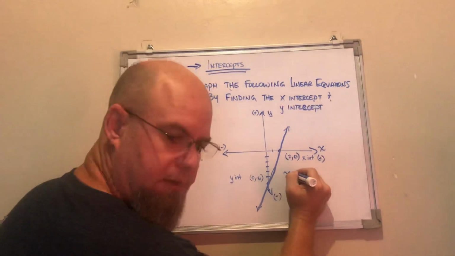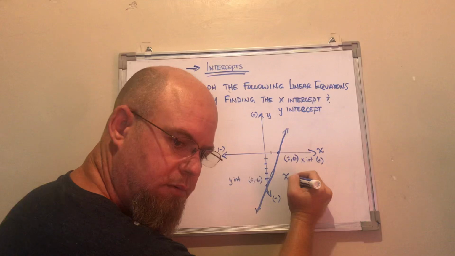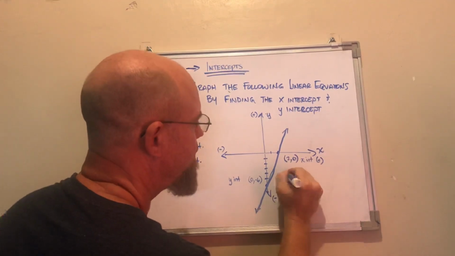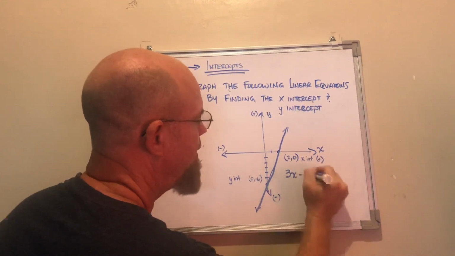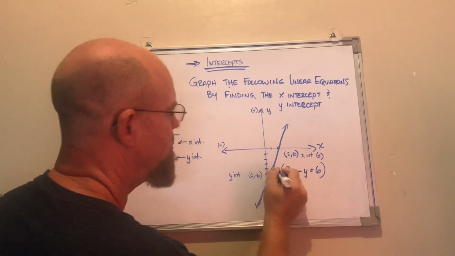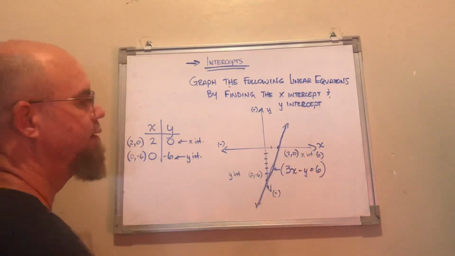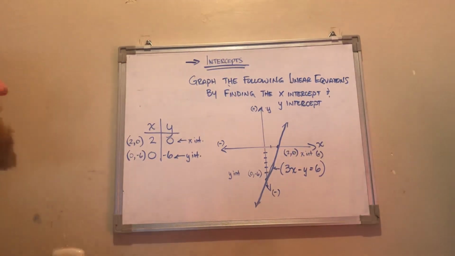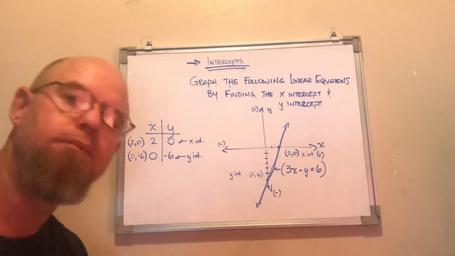So this particular line represents our equation. What was our equation? 3x minus y equals 6. That equation is this line on the Cartesian plane. So that's how you do those 4 problems that I gave you.